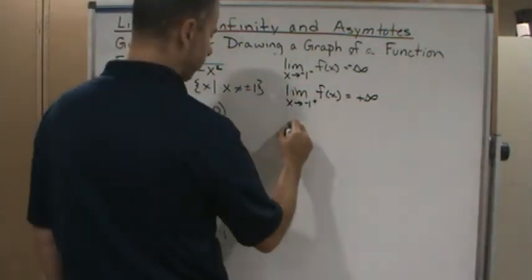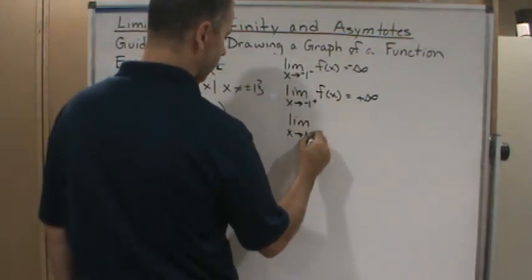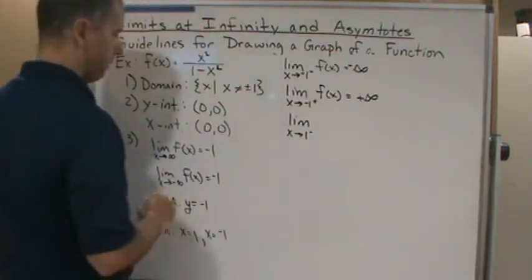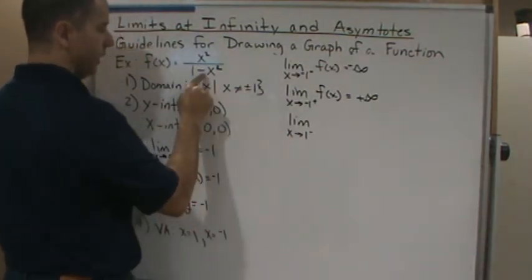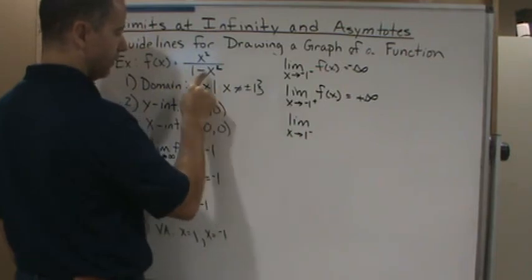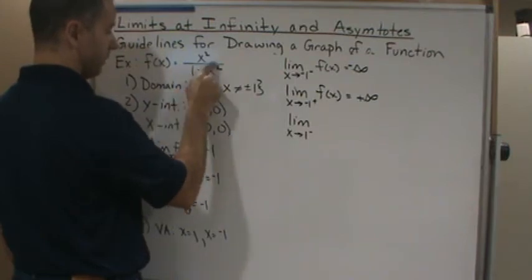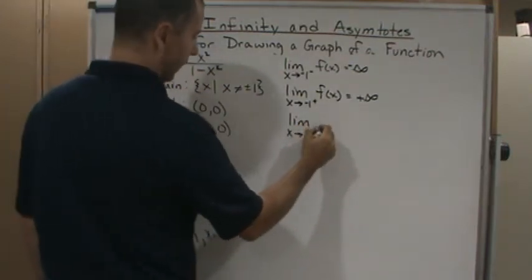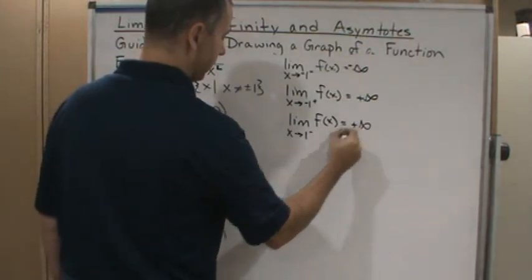Now, what about 1? If I look at the limit as x approaches 1 from the left, now what's going on? Now it's positive 1. Now it's going to be less than 1, right? If I'm approaching from the left, it's going to be less than 1. And if I square it, I still get a number less than 1. So this means this is going to be positive over positive. And so this is going to go to positive infinity.